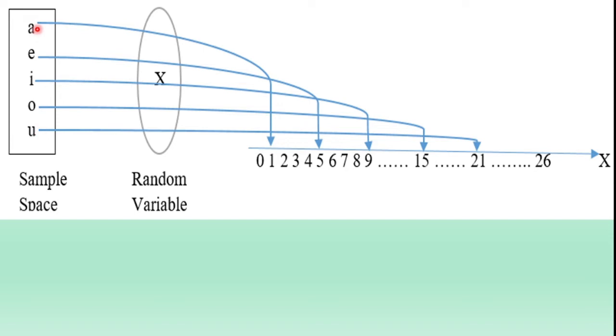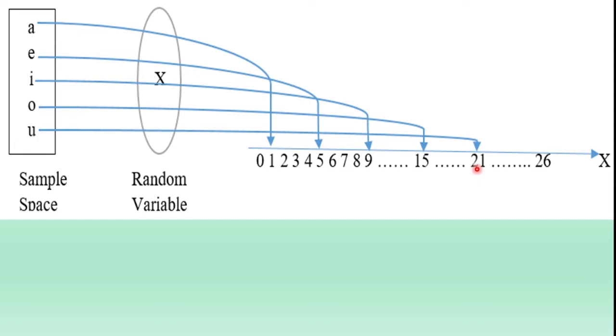In English alphabets, letter A is the first letter, and this letter A is assigned to the real number 1. Similarly, the letter E is the fifth letter in the English alphabet, and that letter E is assigned to the real number 5. In the same way, the letter I is assigned to the real number 9, letter O is assigned to the real number 15, and the next one, U, is assigned to the real number 21.